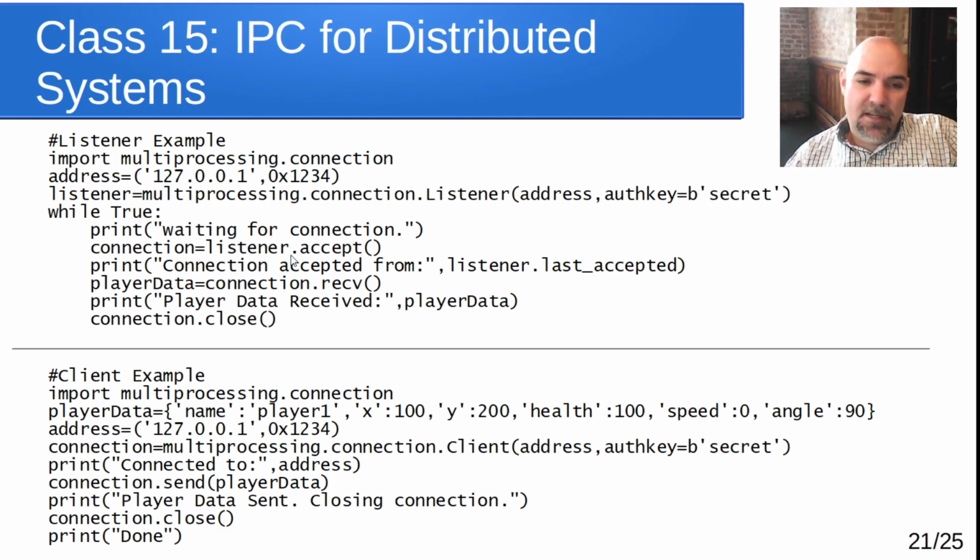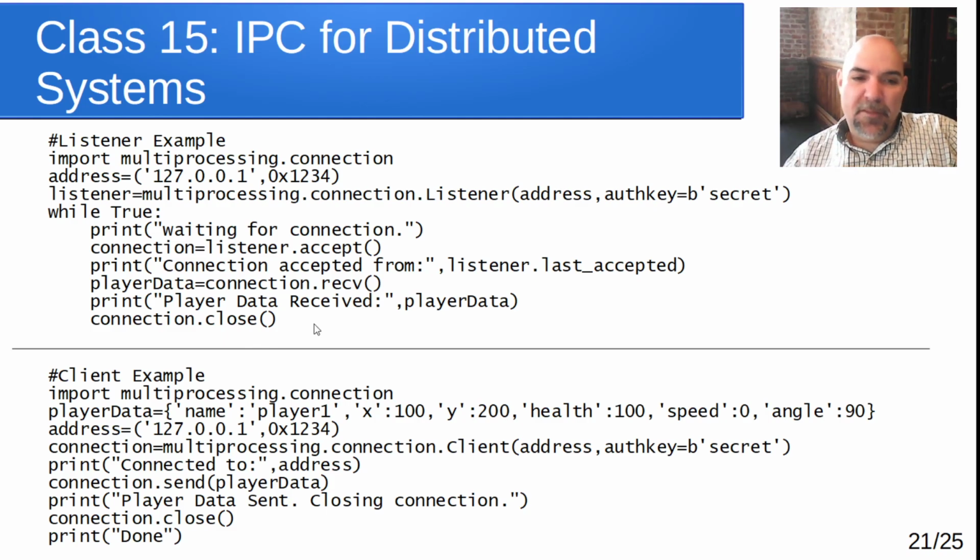So here, all we have to do, notice we don't have to bind, we don't have to listen, we don't have to do any of that stuff. We just say, hey, make a listener class or object with this address and that as the authentication key. And now we enter this while loop just like we did before with sockets, and we say listener.accept. Once we've accepted, we can do connection.receive. And once we're done, we do connection.close.